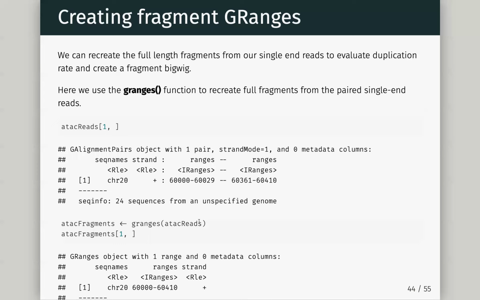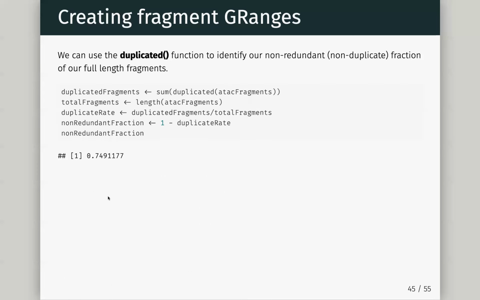To do that, I'm going to take my fragments from here, and I'm just going to use the duplicated function to tell me how many of these were duplicated, and I will use sum to actually sum up the number. So duplicated will give me true, false, true if it's duplicated, false if it's not. Sum will add up all the trues as ones, and it will give me the total duplicated fragments.